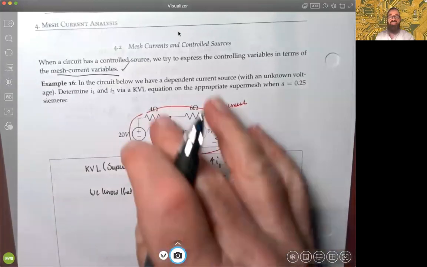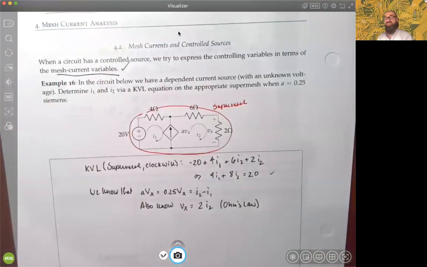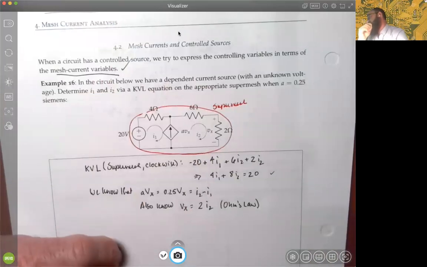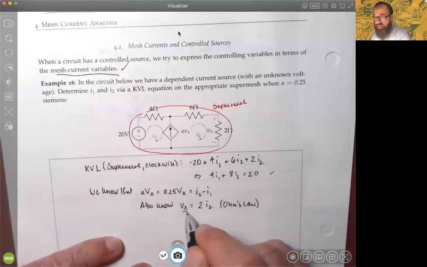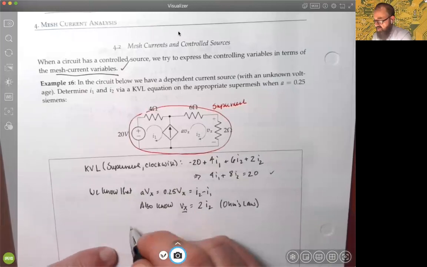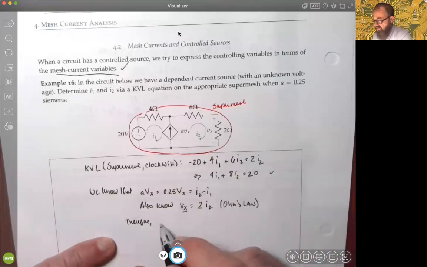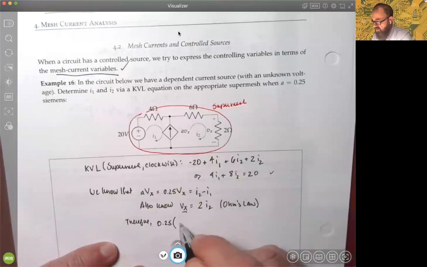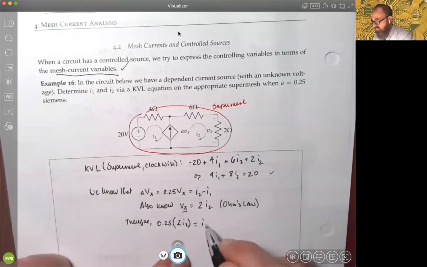Because the mesh currents are representing, for that particular mesh, what current's flowing through everything in series there, okay? All right, so what we have is the following. We can make some substitutions now. What we really have is I've eliminated Vx altogether by using the 2 times I2 substitution. So therefore, to get another equation involving just I1 and I2, we have 0.25 times 2 times I2, because that's what Vx is, and that has to be equal to the differential, doesn't it?